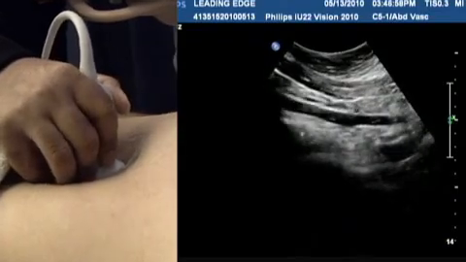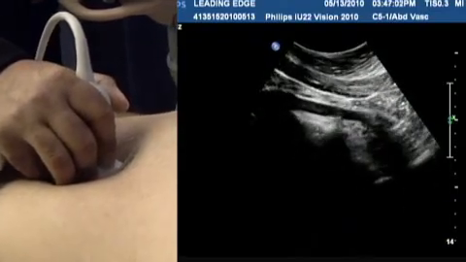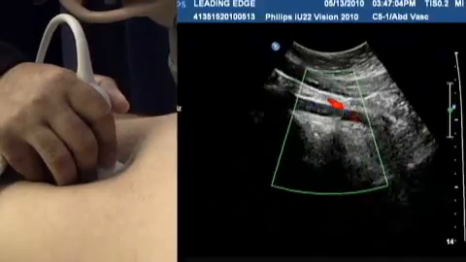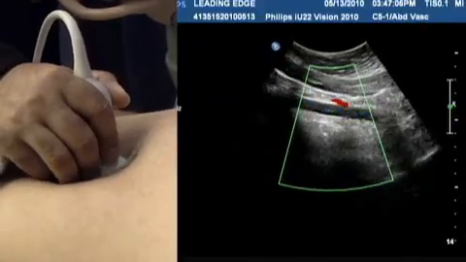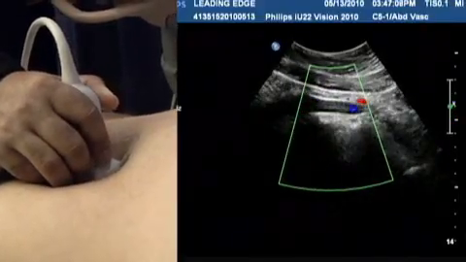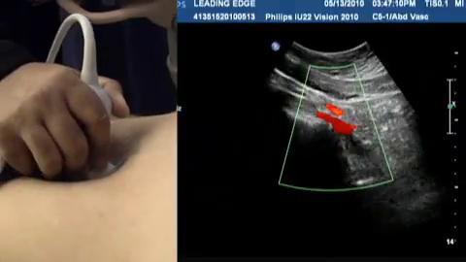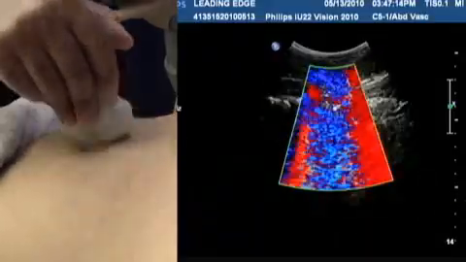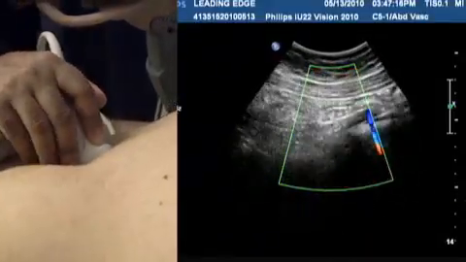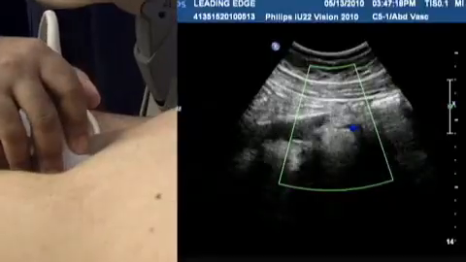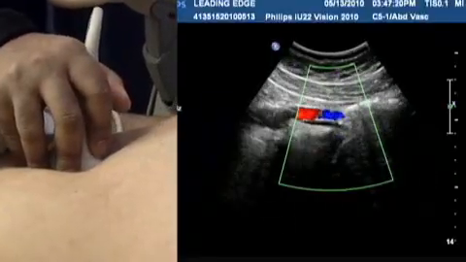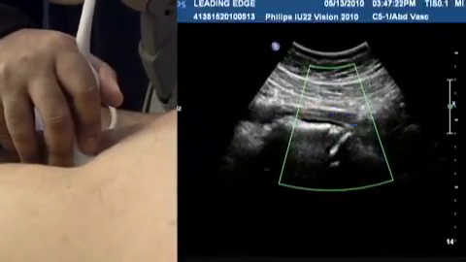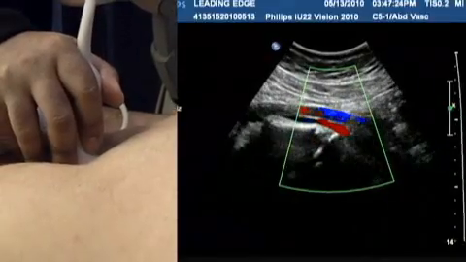And what I like to do in general is actually put the color on and very quickly do a scan of the iliac arteries from the level of the aortic bifurcation down to the femoral artery. And so that's what we'll do now. I'm going to actually try to improve this image a little bit. And here we are. Here's the iliac artery. You can see the vein below it.